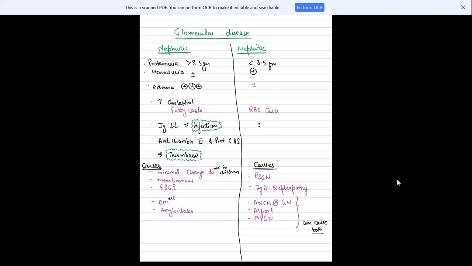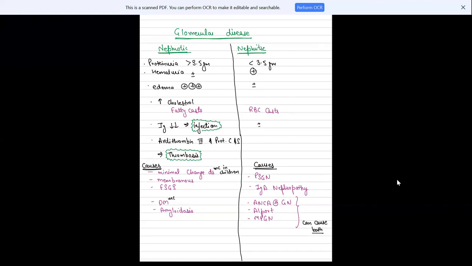And then there are some conditions like ANCA positive glomerulonephritis, Alport syndrome, membranoproliferative glomerulonephritis. These three can present as nephrotic as well as nephritic syndrome. So we have to evaluate the patient, like what kind of disease he's presenting with.